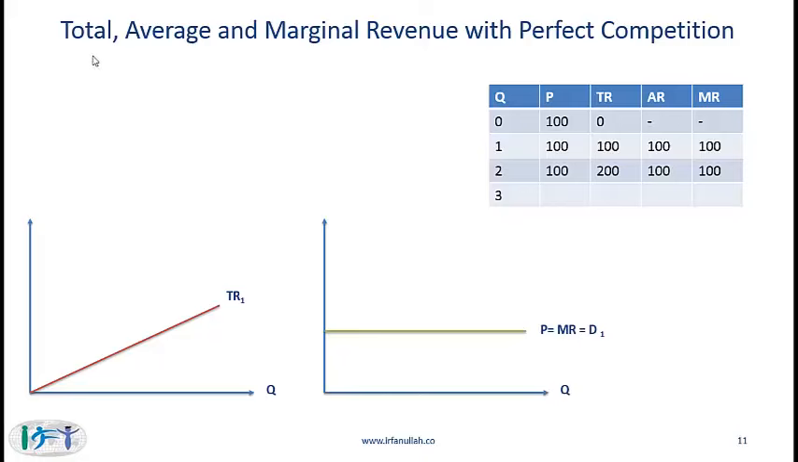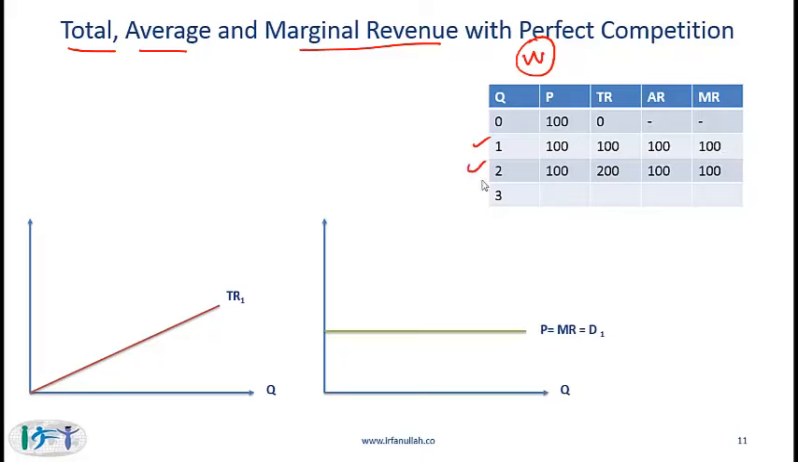On this slide, we will look at total, average, and marginal revenue in a perfectly competitive market. Let's say that you sell widgets and each widget is sold for 100. If you sell one widget, the price is 100. The total revenue obviously is 100. The average revenue is total revenue divided by 1. That's 100. And the marginal revenue, which is the additional revenue for selling one more widget, is 100.